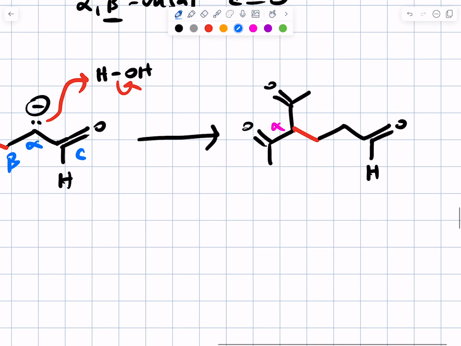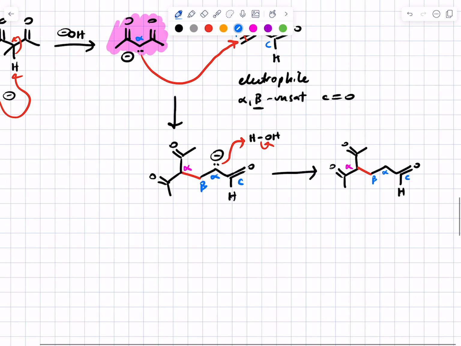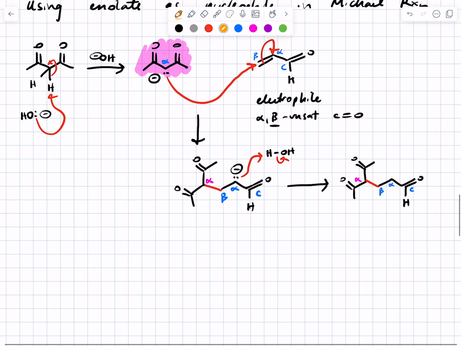So this would be my product. Again, labeling all the carbons. This portion in blue of my molecule came from my alpha beta unsaturated carbonyl compound. This portion in pink was my enolate. And that is the product of a Michael addition reaction.